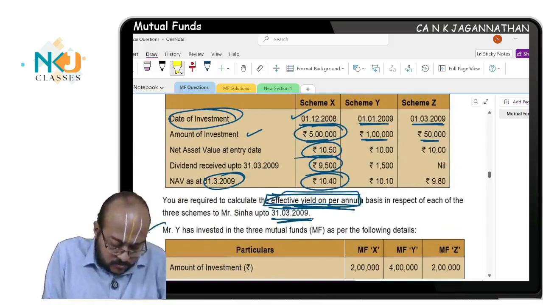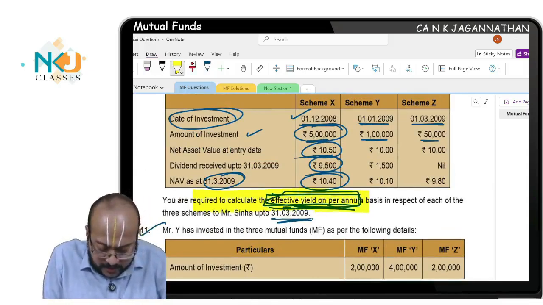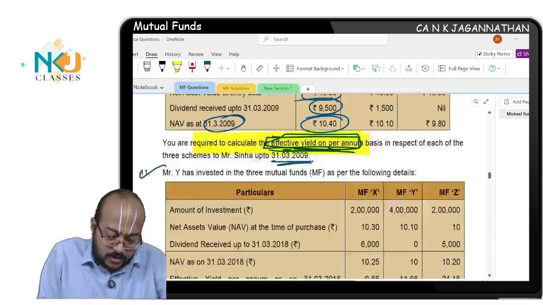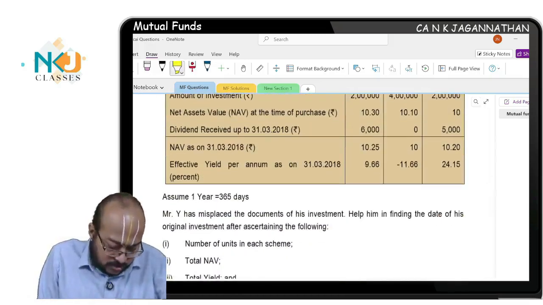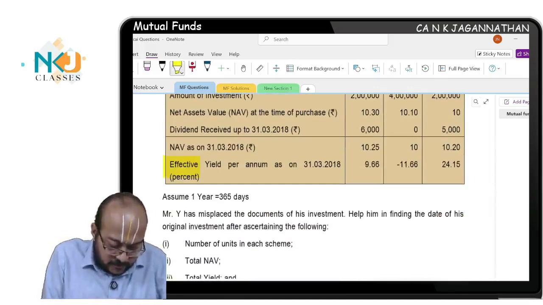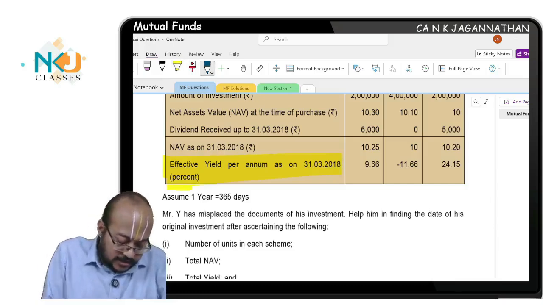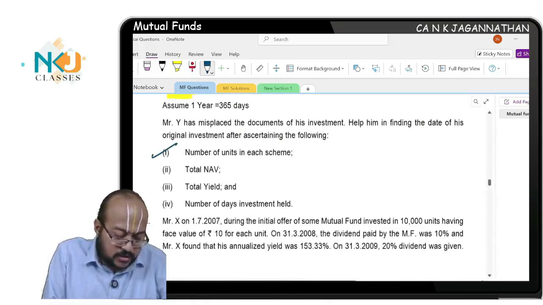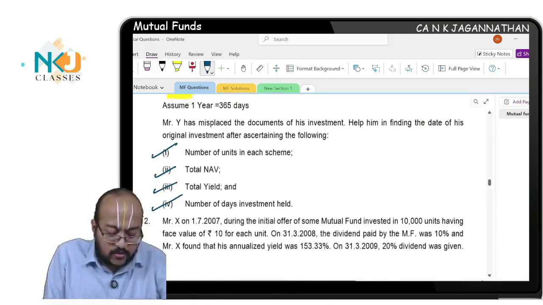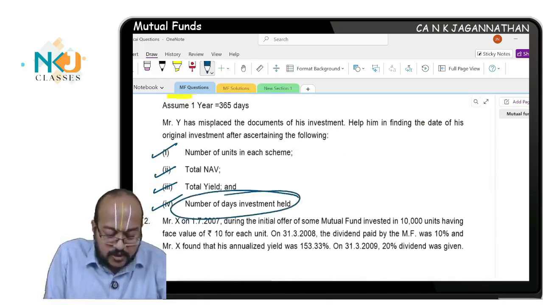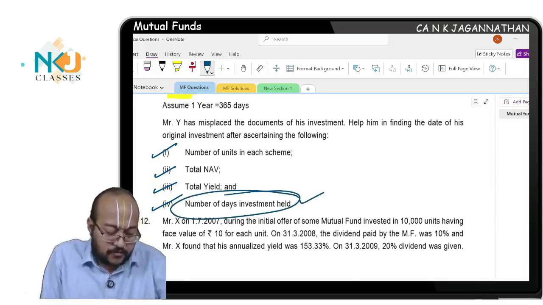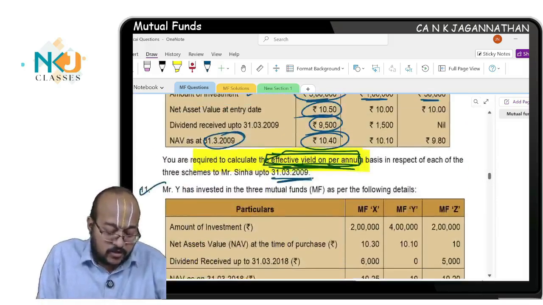See here, in this question you are required to calculate effective yield per annum. Agreed? In this question, what they have done, effective yield per annum they have given. Are you understanding? They are asking us to compute number of units, total NAV, total yield, and number of days investment held. Okay, this is also important. Just reverse working, no big deal.